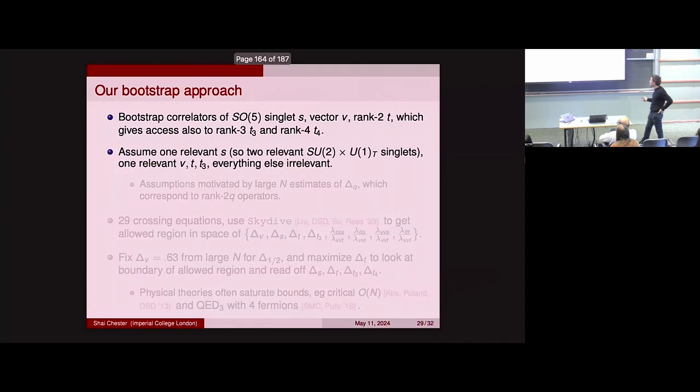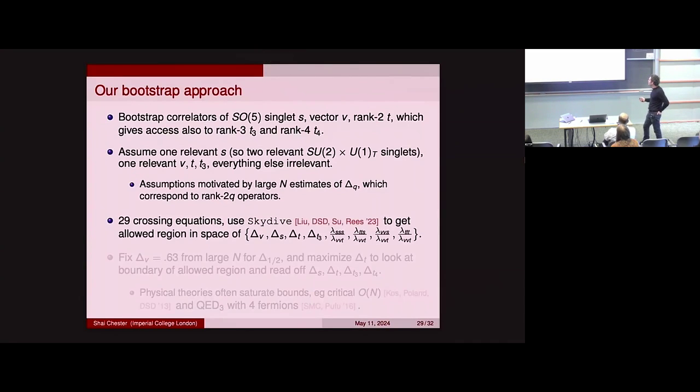So what I do is that I assume 1 relevant singlet under SO5, which again implies 2 relevant singlets under SU2 cross U1, as well as 1 relevant vector, 1 relevant rank 2, 1 relevant rank 3. This is motivated by large N, as I'll say in a moment. So this is a fairly large system to bootstrap. For the experts, there's 29 crossing equations. In order to bootstrap the system, you have to use the most cutting-edge bootstrap technology, which is called skydiving code, which was only developed in the last year. So this wasn't even possible until a year ago.